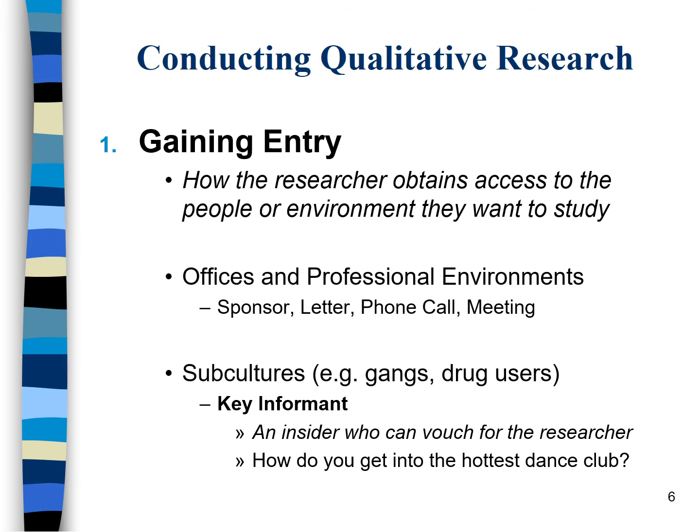So let's talk about a few issues that are important and unique for conducting qualitative research. Now, the first one is a very important term referred to as gaining entry. Now, gaining entry, simply put, is how the researcher obtains access to the people or environment that they want to study. That's it. So what do you mean by that?